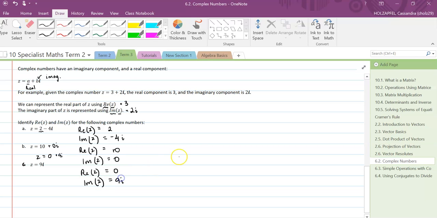Alright guys, so that's just a very brief introduction into the world of complex numbers, how they came about and why we use them. And what we're going to look at in the next video is some simple operations using these complex numbers.